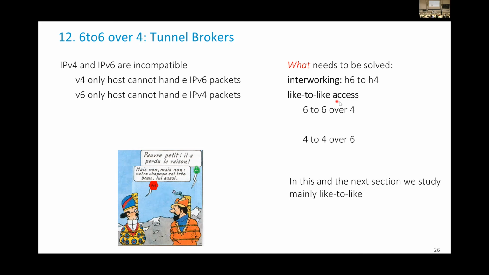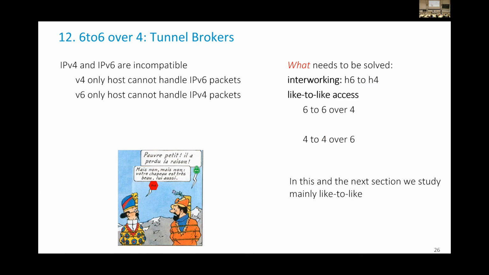That's exactly the problem: 6 to 6 over 4. That's a problem we have in the lab when we do it over the Wi-Fi of EPFL. There are also similar problems, 4 to 4 over 6. This is, for example, the problem you have on cellular networks when you have an Android phone that has Android applications that use only IPv4, and your cellular operator gives you only an IPv6 address.